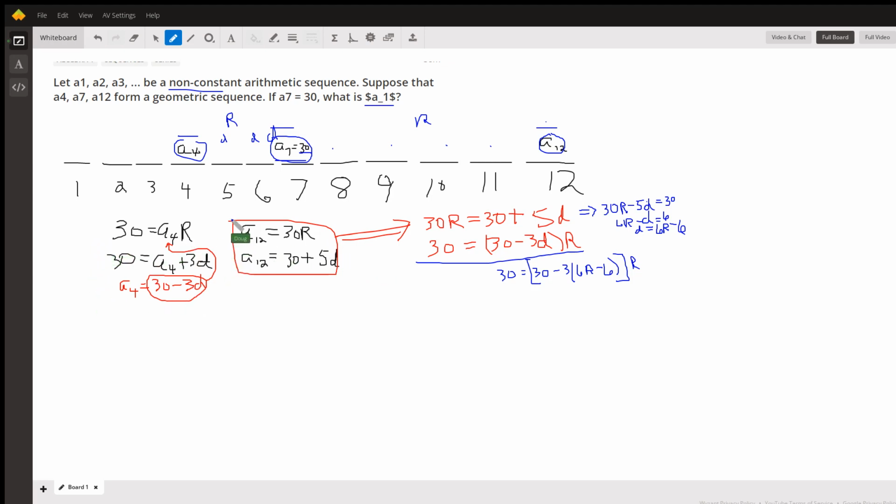What's obvious is that we have 2 expressions that equal a sub 12, so this equation must be true: 30r has to equal 30 plus 5d. And for this first pair of equations, what might be a good idea is to use the substitution method. So a sub 4 equals 30 minus 3d from the second equation. Substitute that into the first equation, and we get 30 equals 30 minus 3d, that's what a sub 4 is, times r. Now we're down to 2 equations, 2 unknowns.